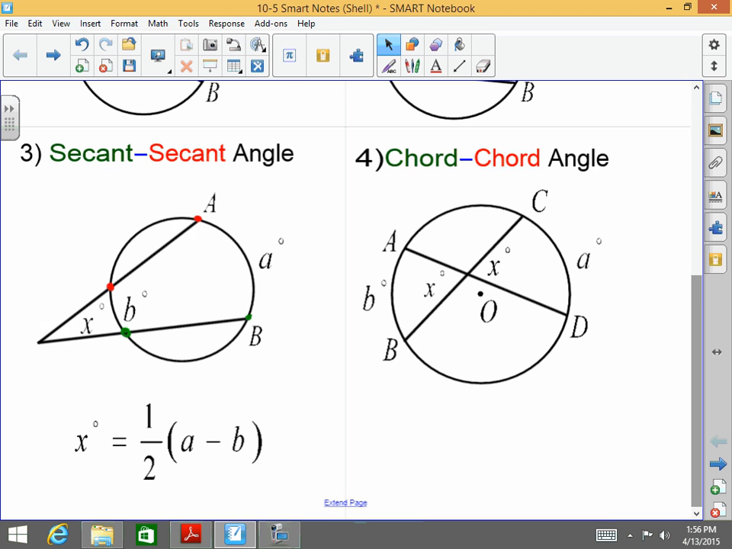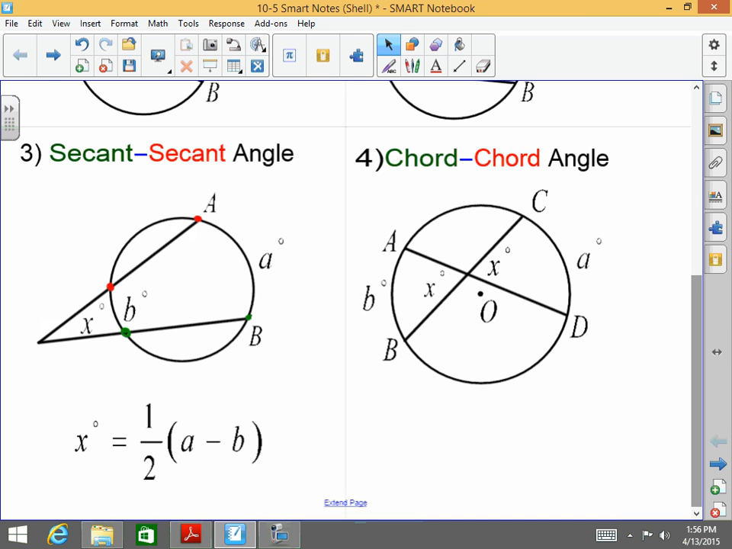Then you have what's called a chord. You guys hopefully remember what a chord is. I know we just got back from spring break, so some of those cobwebs are in there. But a chord is any segment inside of a circle that goes from one point along the circle to another point along the circle, period. If that chord happens to go through the center, then it's called a diameter. Very good. So the chord.